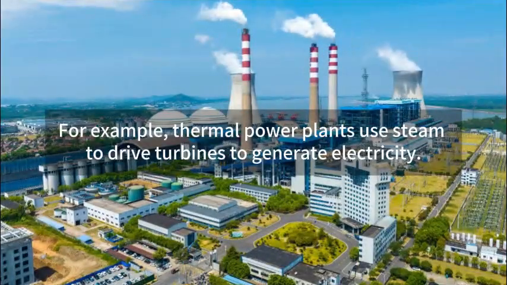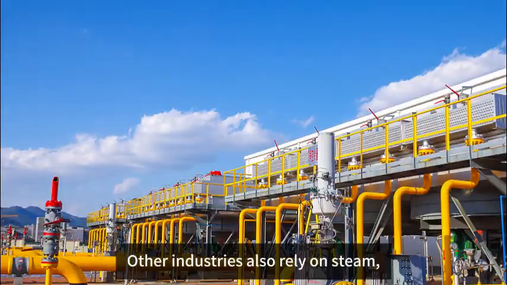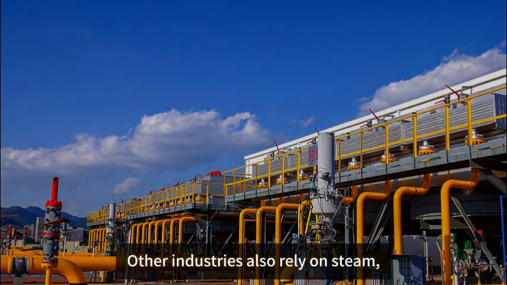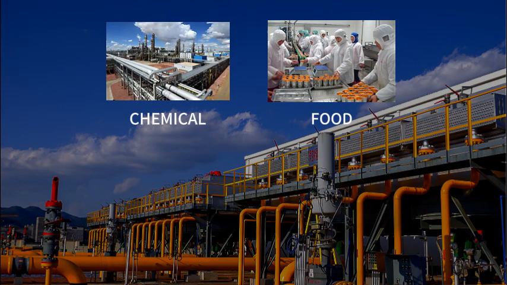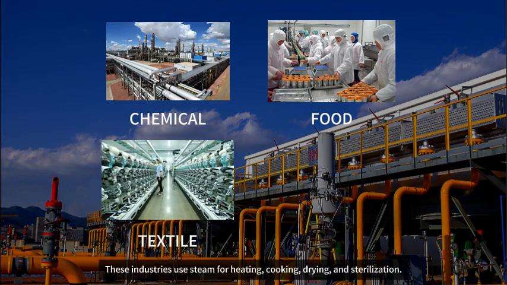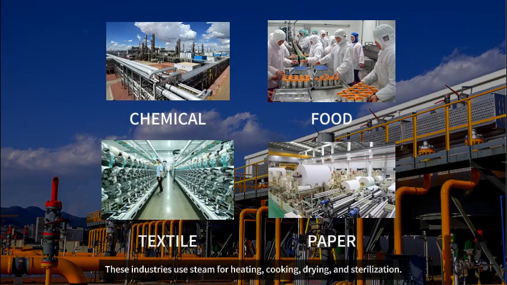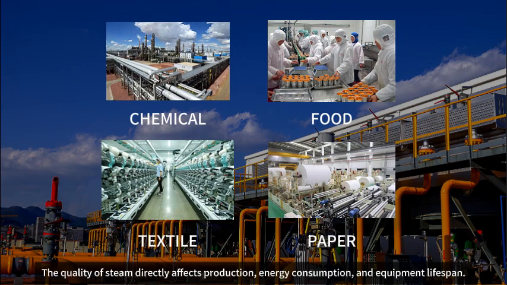For example, thermal power plants use steam to drive turbines to generate electricity. Other industries also rely on steam, including the chemical, food, textile, and paper industries. These industries use steam for heating, cooking, drying, and sterilization. The quality of steam directly affects production, energy consumption, and equipment lifespan.